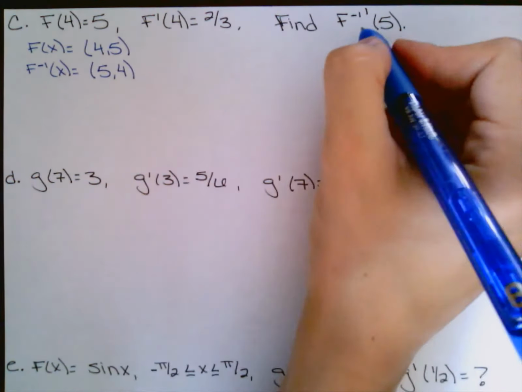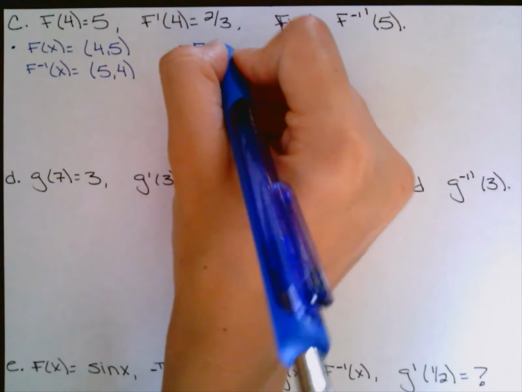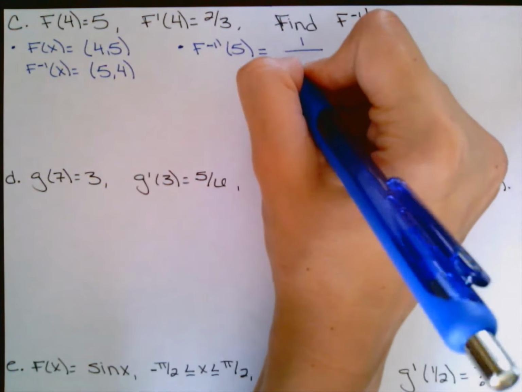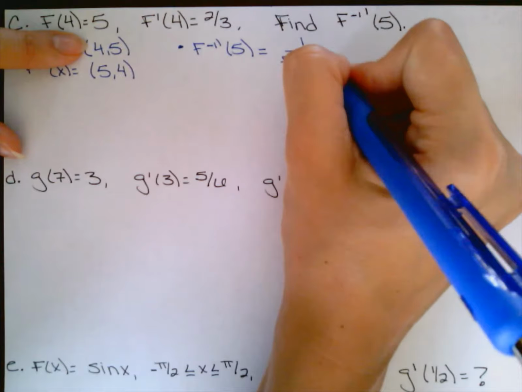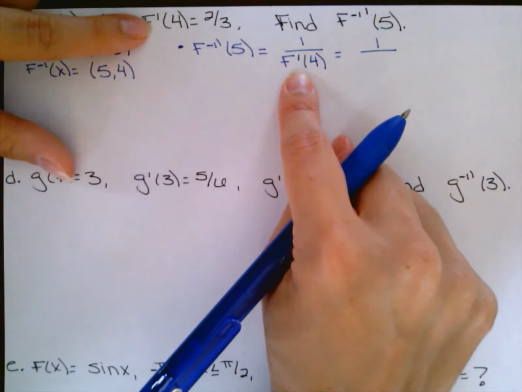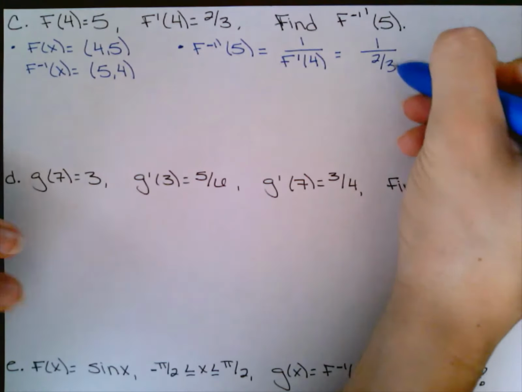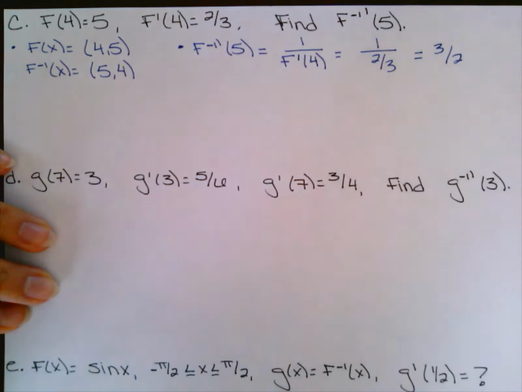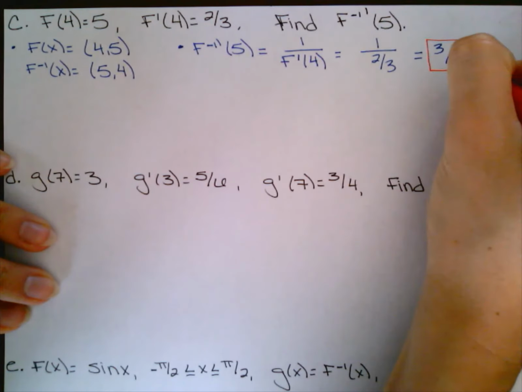Okay, now they're asking me to find inverse of f prime of 5, which means I'm going to find 1 over the original function's derivative at its x value, which in this case is 4. So my answer is going to be 1 over whatever f prime of 4 is, and they gave me what f prime of 4 is. Okay? Now, whenever I have 1 over a fraction, that just gives me the reciprocal, 3 over 2. Okay? So believe it or not, even though we didn't have a function here, this one was very easy.